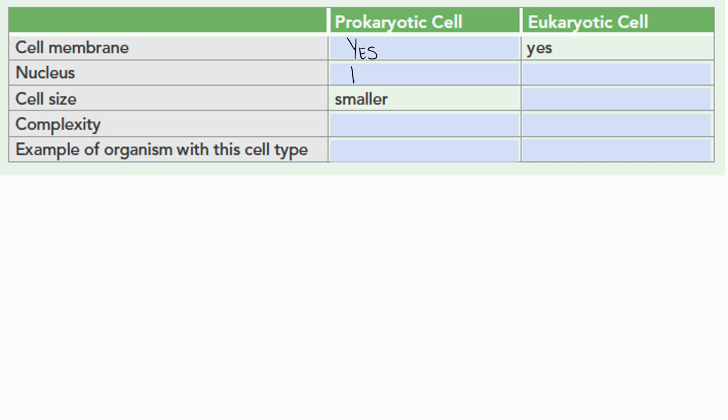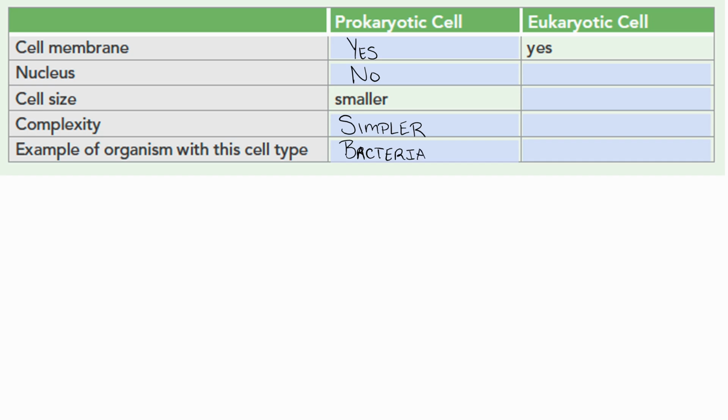Now, prokaryotic cells, again, do not have a nucleus. Their DNA is free floating. And prokaryotic cell size is much smaller. And they're also very simple in nature. They're not very complex. There's not much going on. Now, an example of a prokaryotic cell is a bacteria cell.